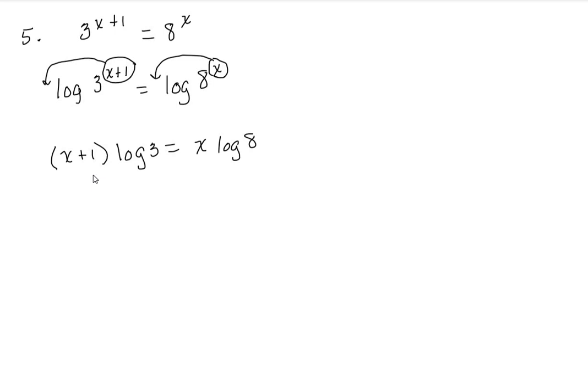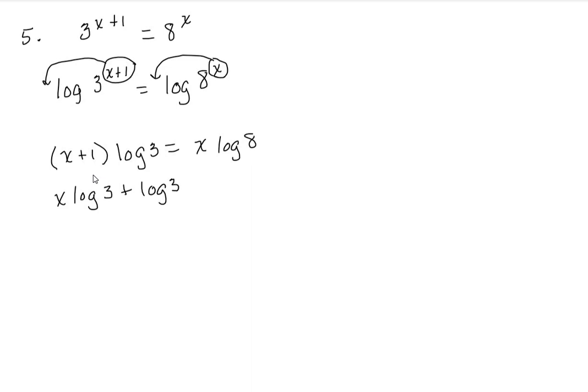Now, remember, log 3 is just a number, right? So treat it as such. If you have a number outside the parentheses, chances are you're going to want to distribute it. And there's a couple of different ways that you could do this. You could divide by log 3 first, but I'm going to go ahead and distribute. So I'm going to have x times the log of 3 plus the log of 3.